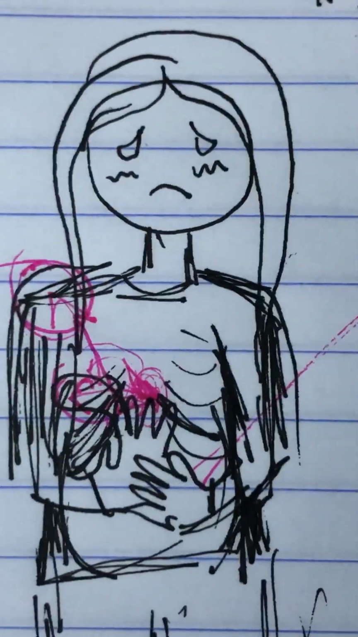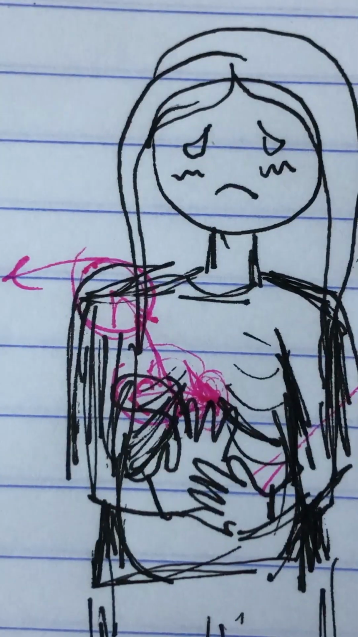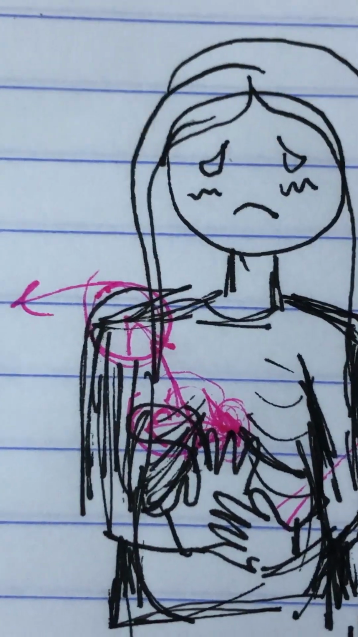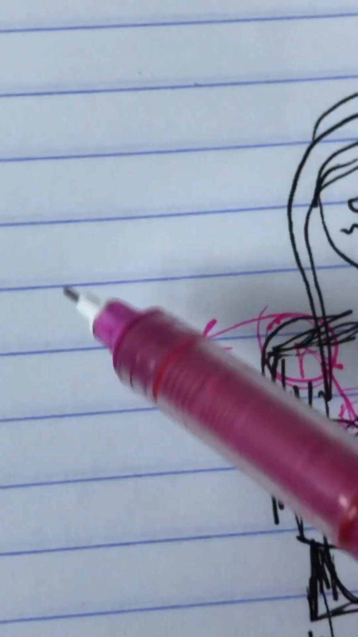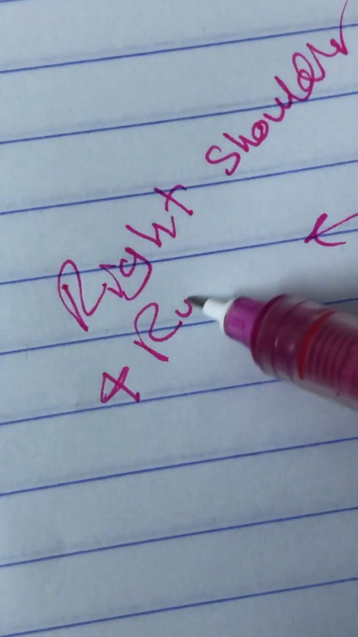Then it localized in the right hypochondrium region, or in the patient's language, she will say that it radiates or goes to the right upper quadrant region here. Okay, and it radiates then to the right shoulder, plus the right scapular region.